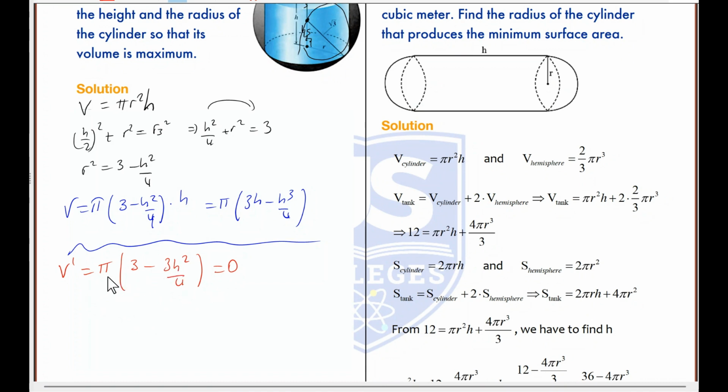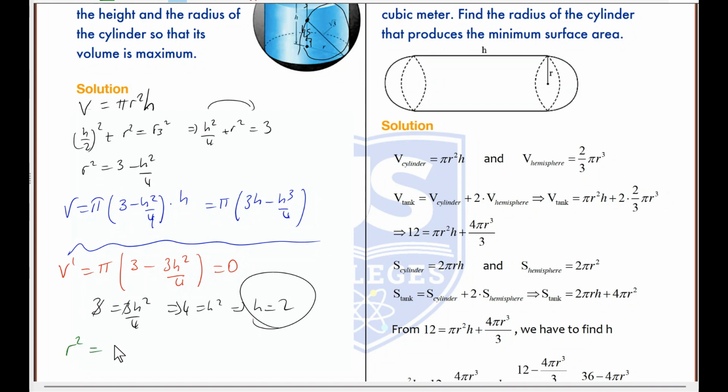So divide both sides by pi and bring negative 3h squared over 4 to the other side. 3 will be 3h squared over 4. You can cancel 3's and cross multiply. 4 is equal to h squared, then h is equal to 2. I know h, I got one of the dimensions. I need the other one. What was the other one? The other one is r.